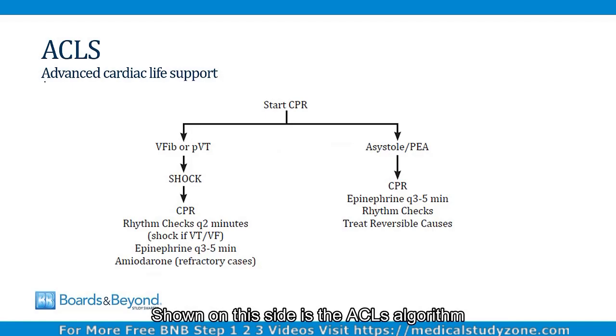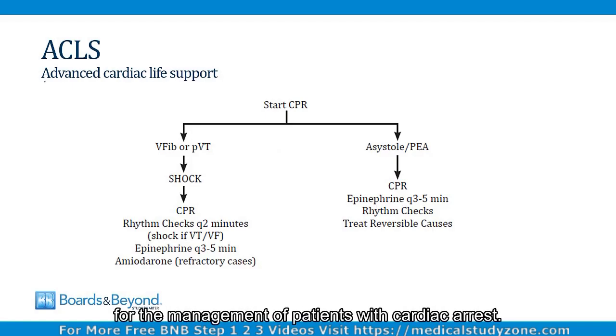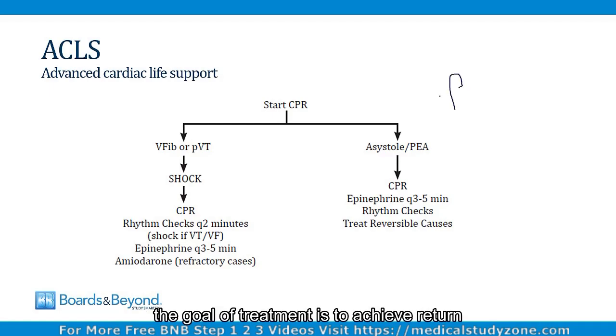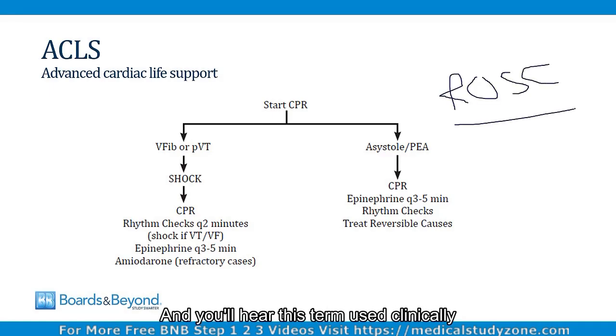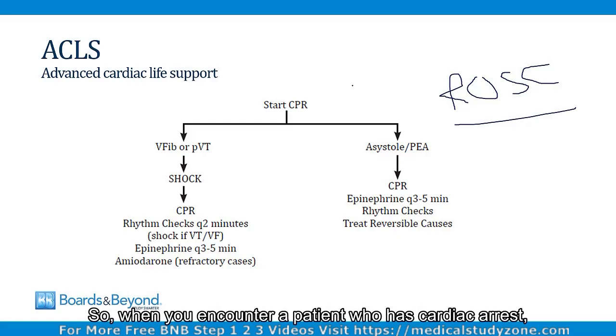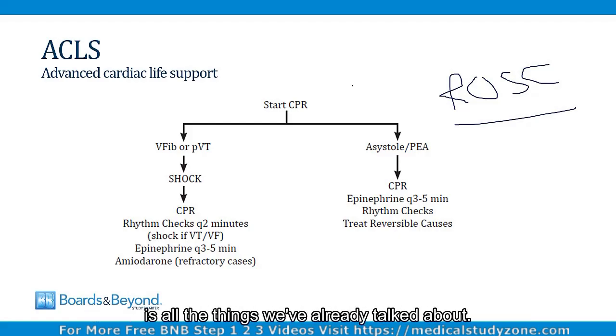Shown on this slide is the ACLS algorithm for the management of patients with cardiac arrest. When you're treating a patient with cardiac arrest, the goal of treatment is to achieve return of spontaneous circulation, or ROSC. And you'll hear this term used clinically, so you should be familiar with it. So when you encounter a patient who has cardiac arrest, the first thing you want to do is all the things we've already talked about.